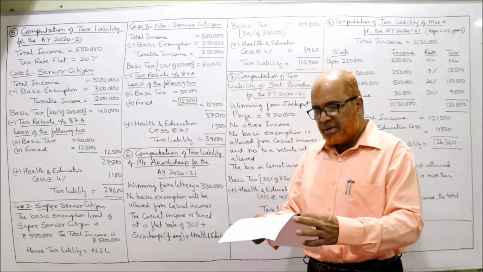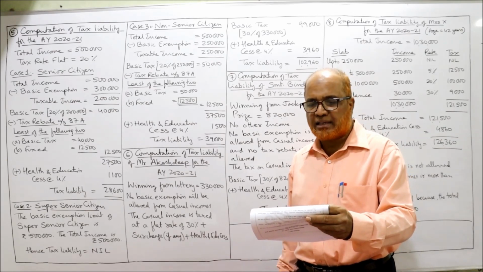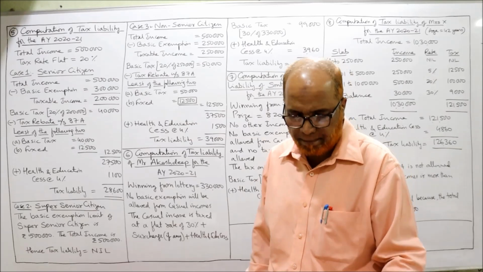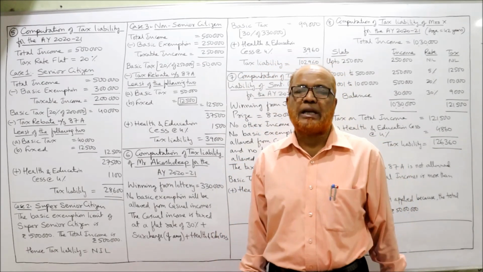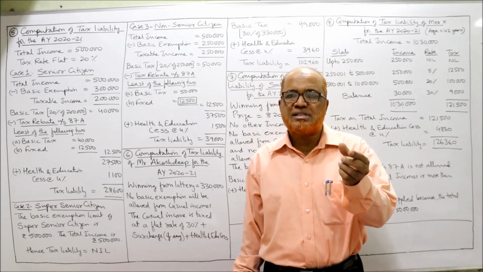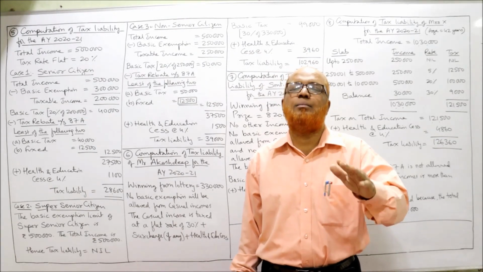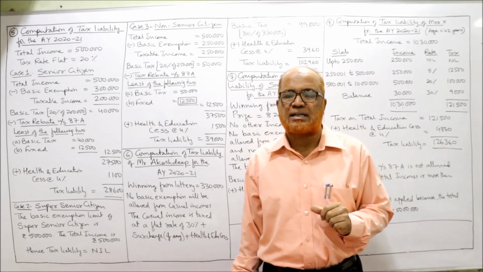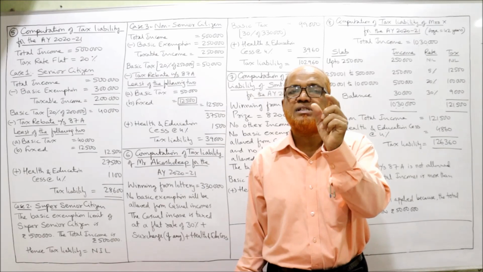Problem number 6. Mr. Akashdeep won a lottery prize of rupees 3,30,000 and is not having any other incomes. Now, this is a peculiar problem. Here, winning from lottery is called casual income. Casual income is that income which has an element of chance. It is a non-recurring income. It is an unexpected income. So, according to the provisions of the Income Tax Act, the flat rate of tax on casual income is 30%.